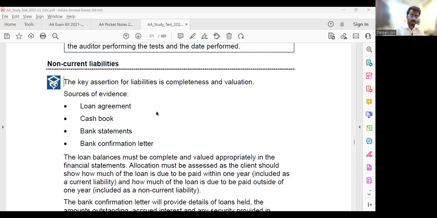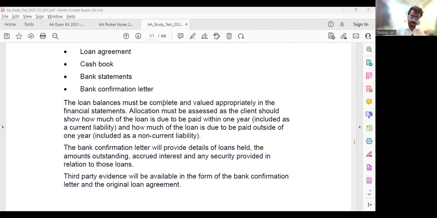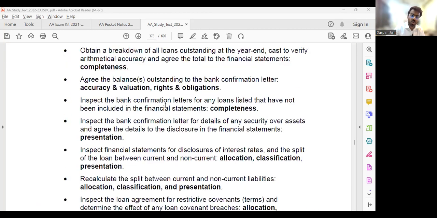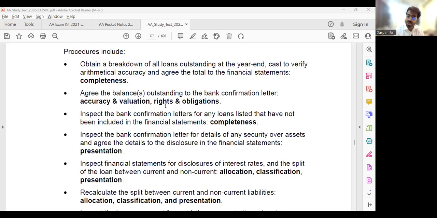Okay, great. So these are the different sources of evidence. Now, let us go and see what are the different procedures that you perform.